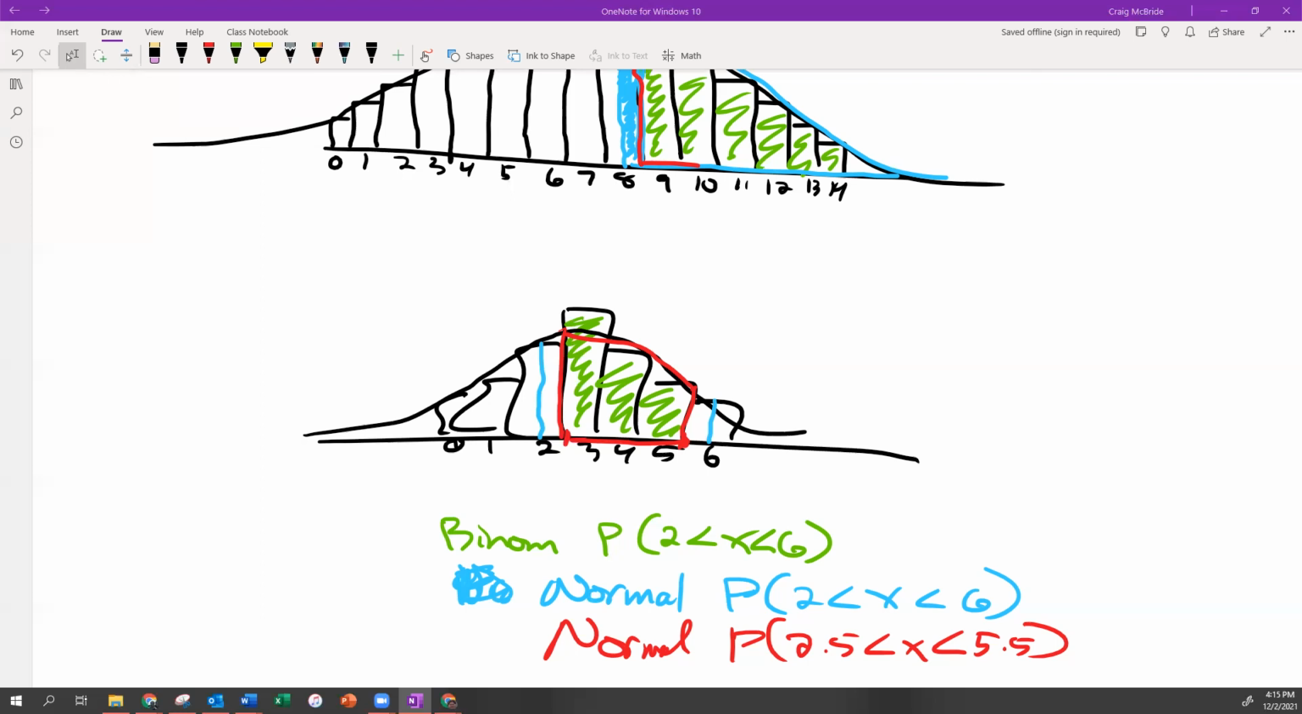I don't see how understanding both of those concepts is in any way, shape, or form enhanced or made better or easier by doing this whole idea of approximating the binomial using the normal. It baffles me. I can't figure out how it's beneficial.